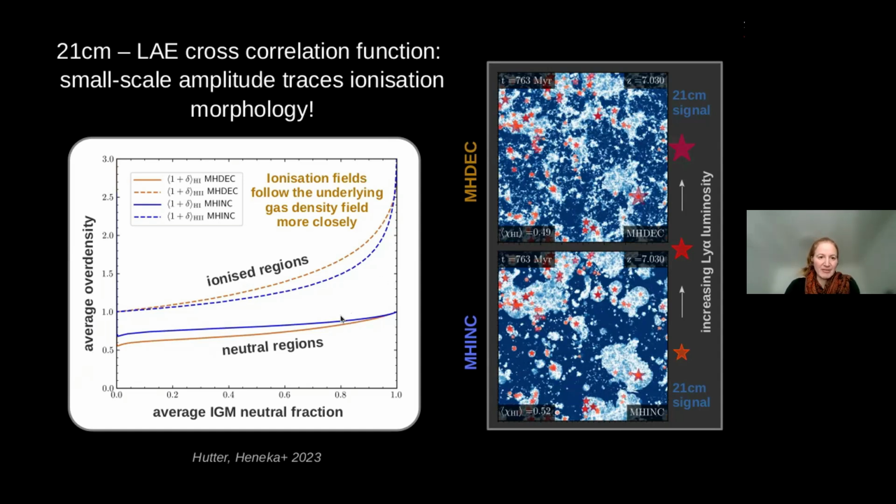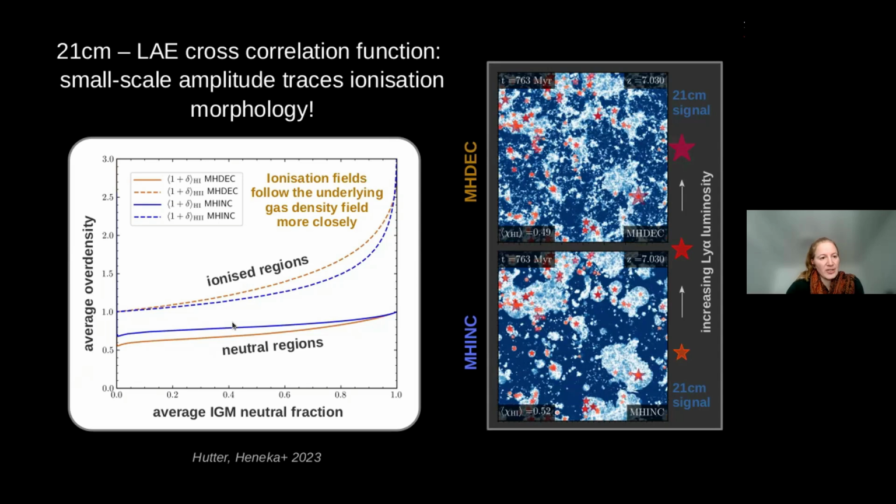And that results in, if you look at the average overdensity of the neutral region as a function of the IGM neutral fraction, that we can see the average overdensity is lower. And so this means, vice versa, if reionization is driven by bright galaxies, this average overdensity is slightly larger, particularly towards the end of reionization.